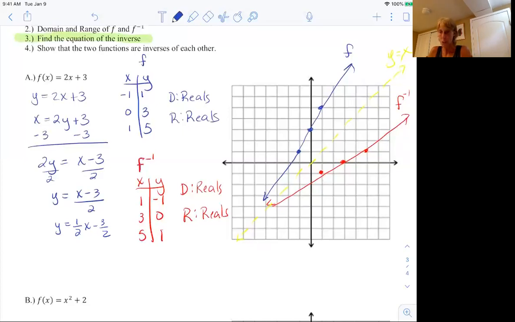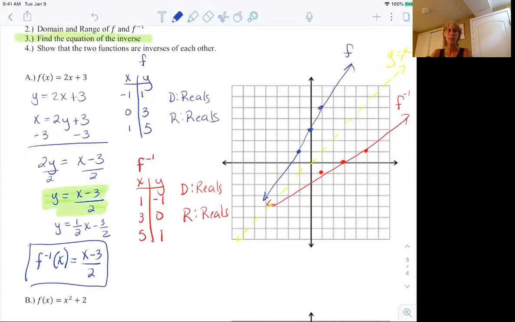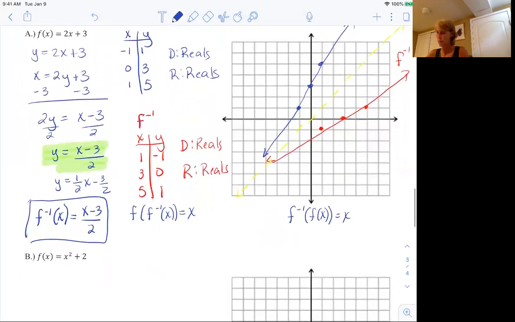To put this in proper function notation, and I'm going to use this form here because it's just easier to work with, that would be our inverse with the proper function notation. And the last thing we're going to do with this particular function is show that they are inverses of each other. So I want to show f of f inverse of x equals x, and then I want to show f inverse of f of x equals x. Those are two things we need to show.